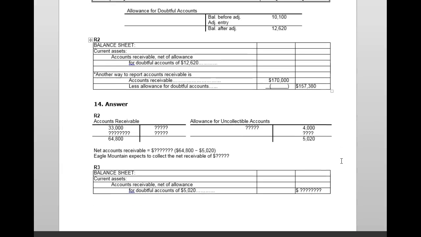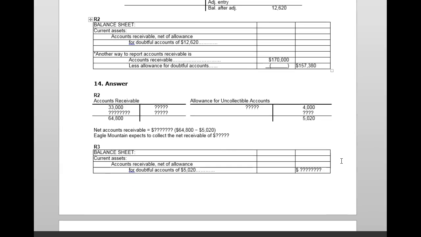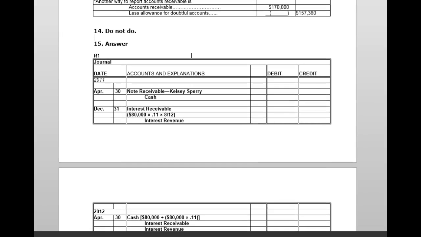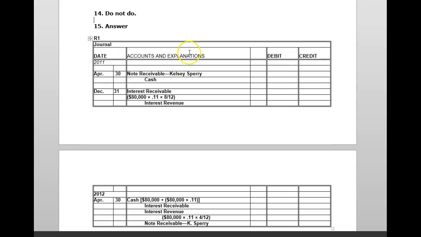In 14, what are we doing? 14, we are looking at, I do not do. We're going to go on and do 15. And 15 looks at a loan, and it's going to ask you to record the bank's viewpoint on it.